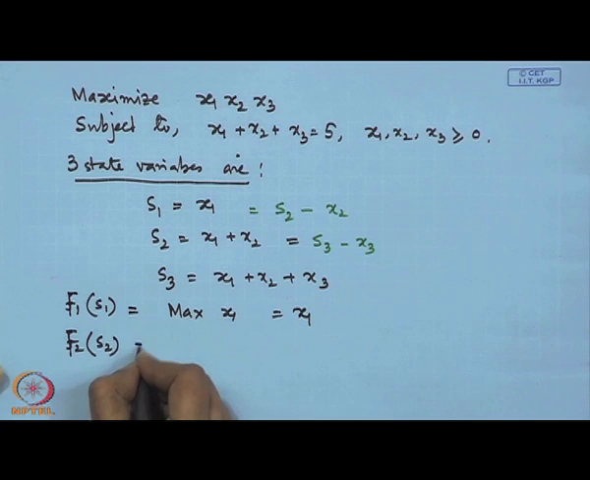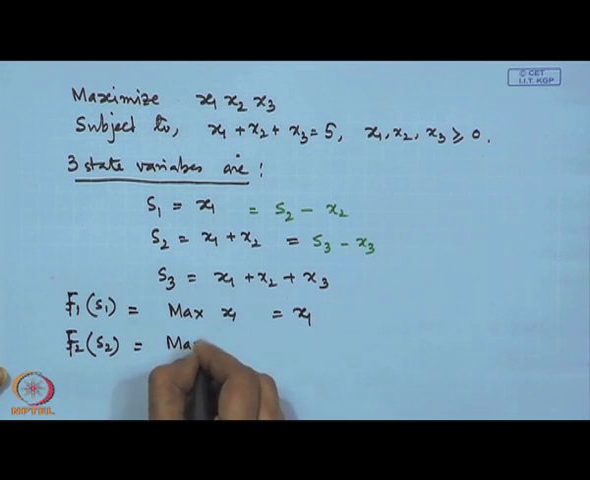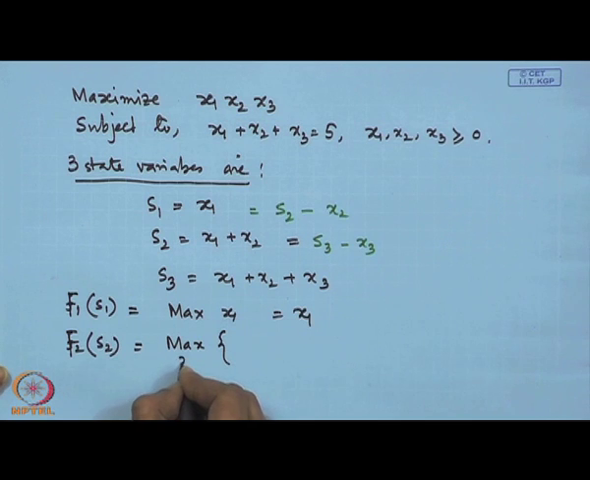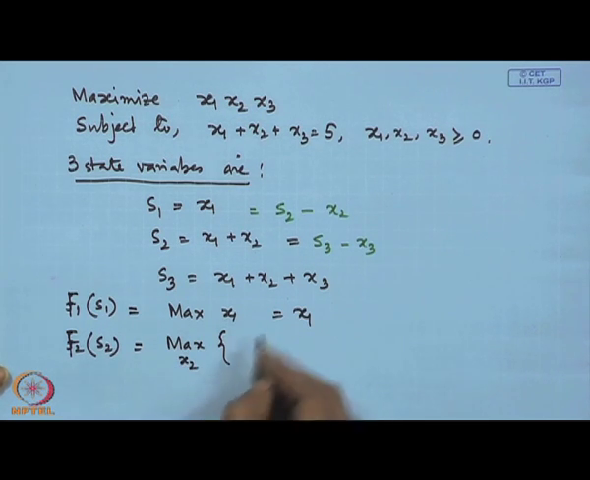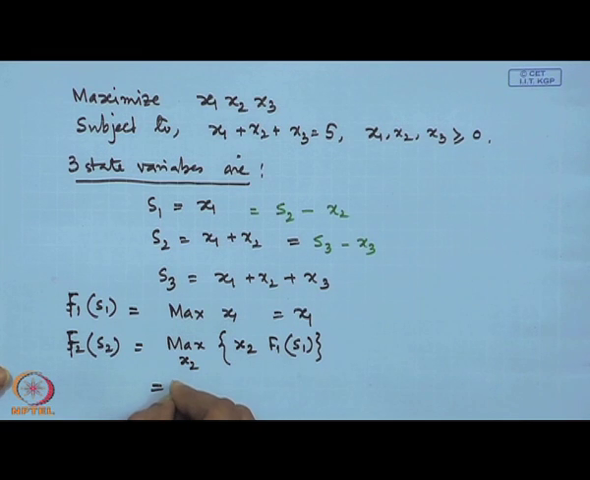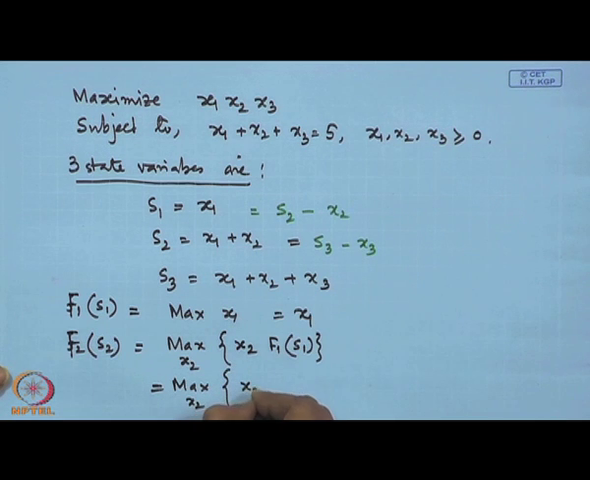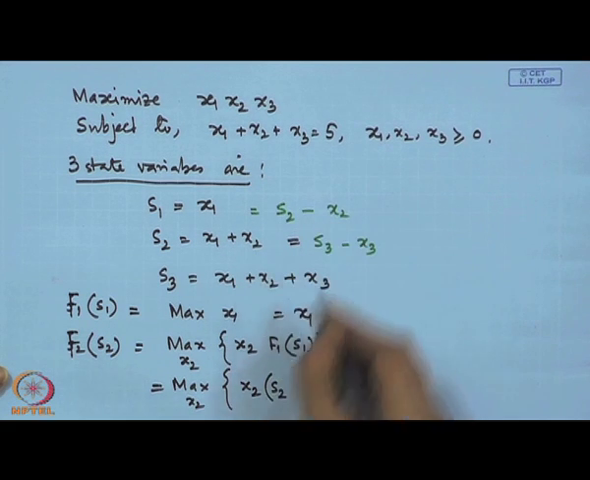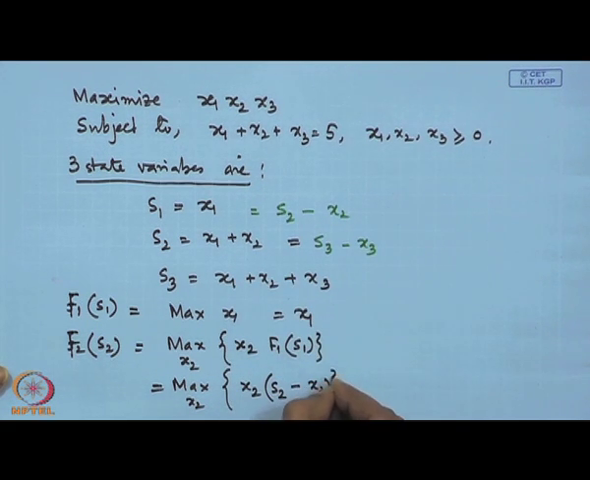f2 s2, if we consider this equal to max, only x2 is varying, and this is x2, f1 s1. And what is the value of f1 s1? The value is x1. Thus, we can write it as s2 minus x2.